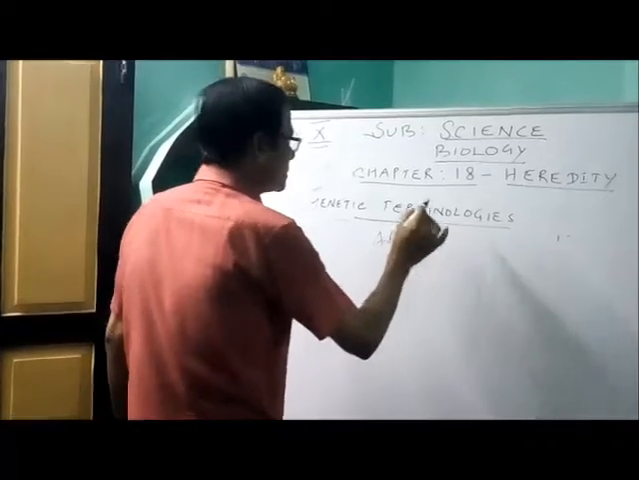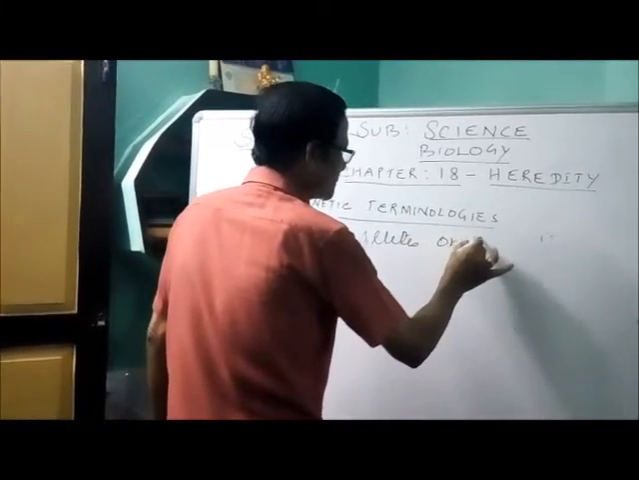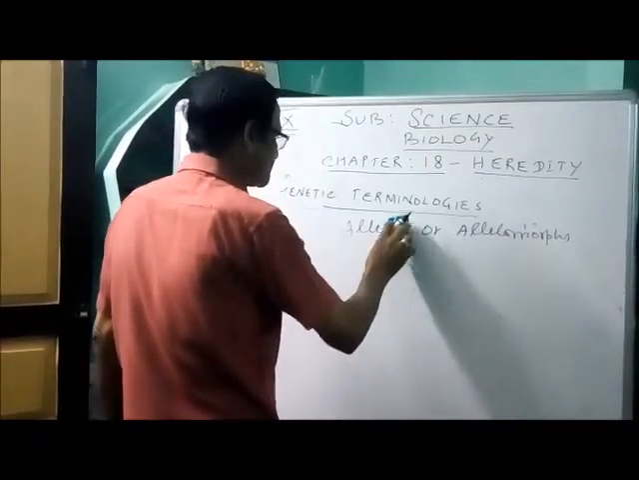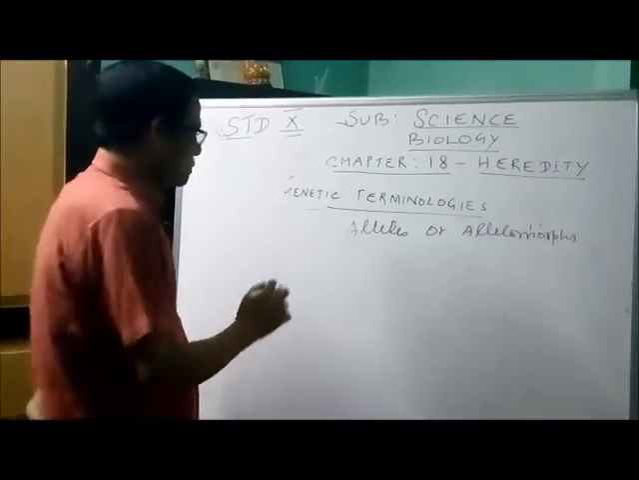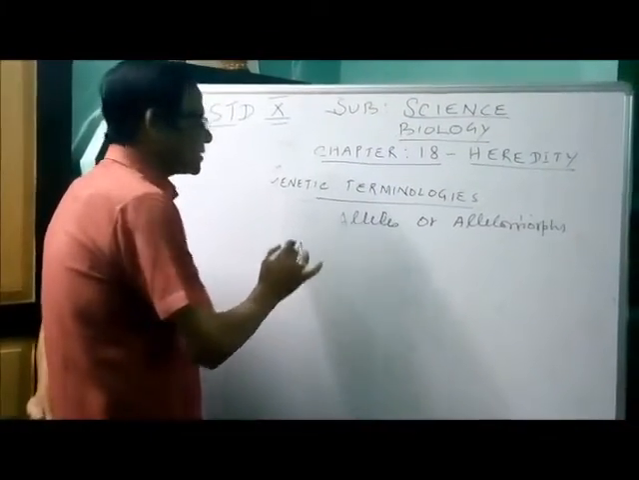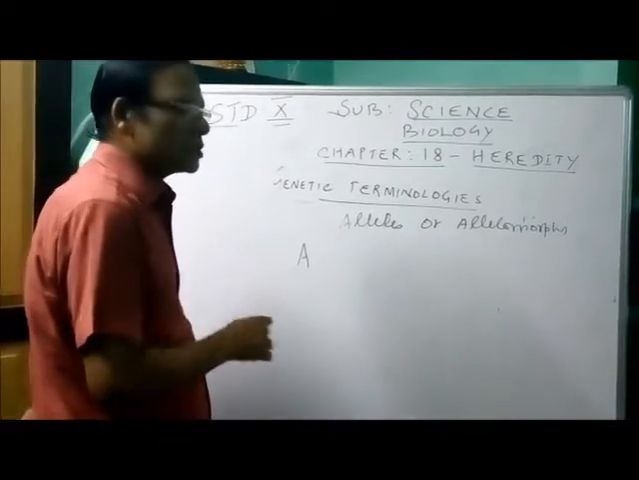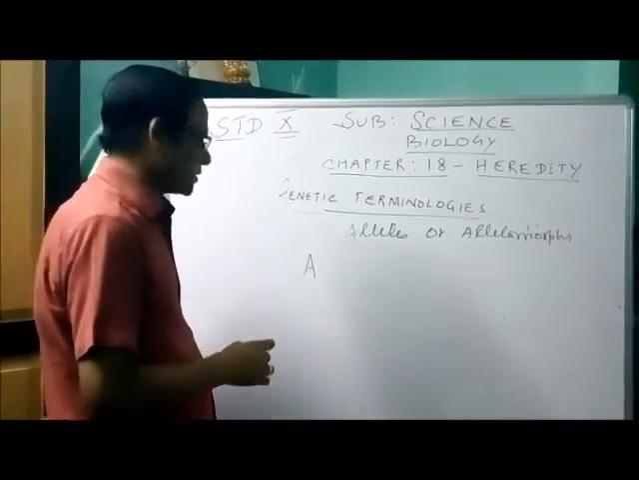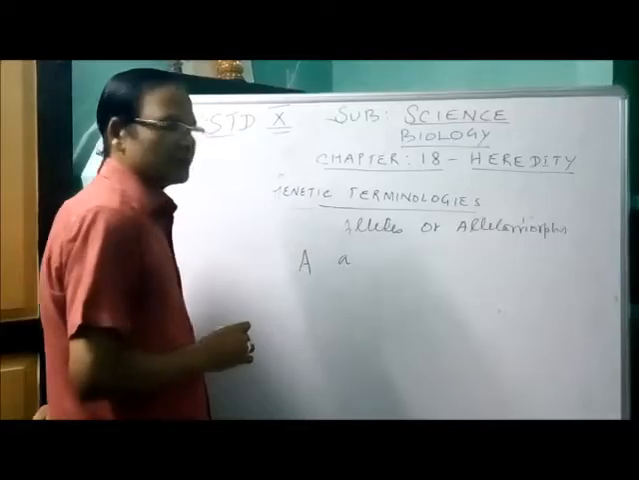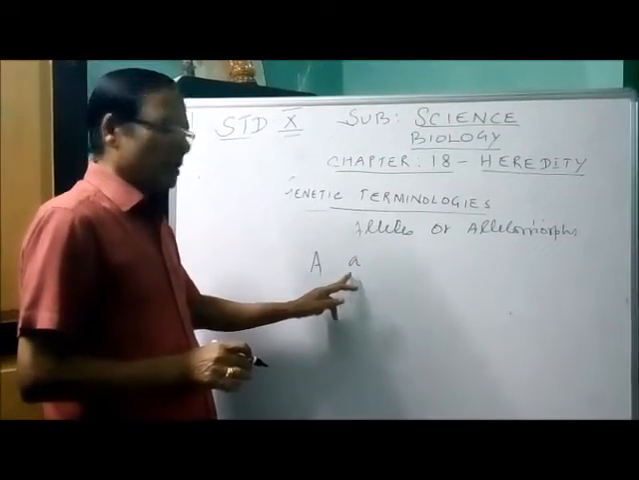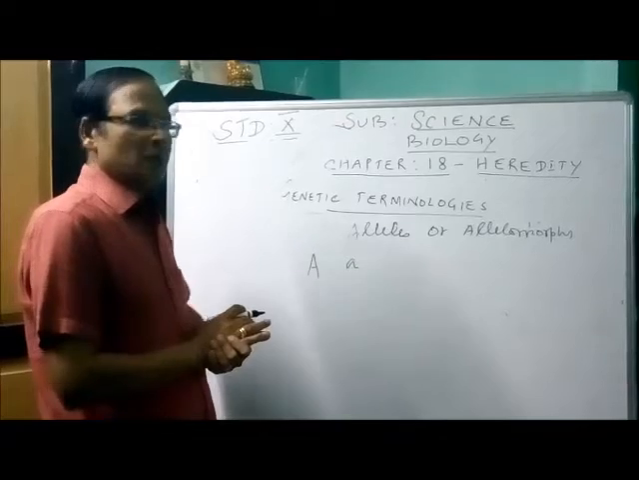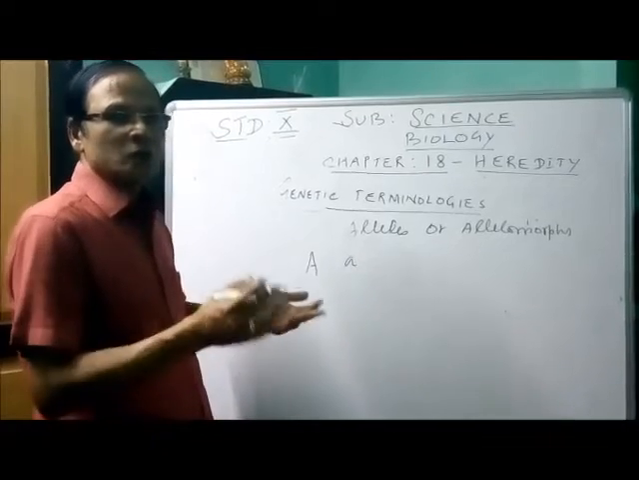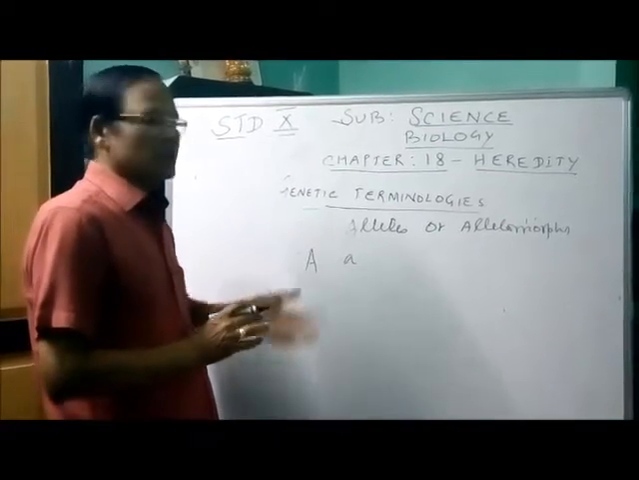What are alleles or allelomorphs? If you are taking a gene, for example capital E, this is a factor gene. Its alternative form controlling a particular pair of contrasting characters is called an allele. So capital A is allele to small a, or small a is allele to capital A. So a pair of genes, a pair of factors making up contrasting characters, are called alleles or allelomorphs.